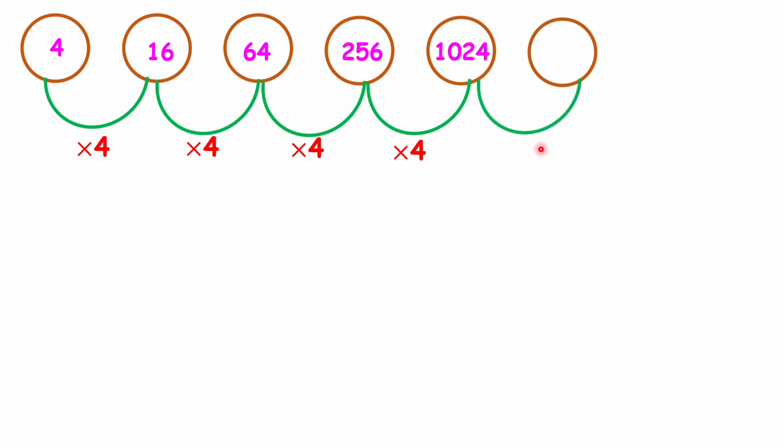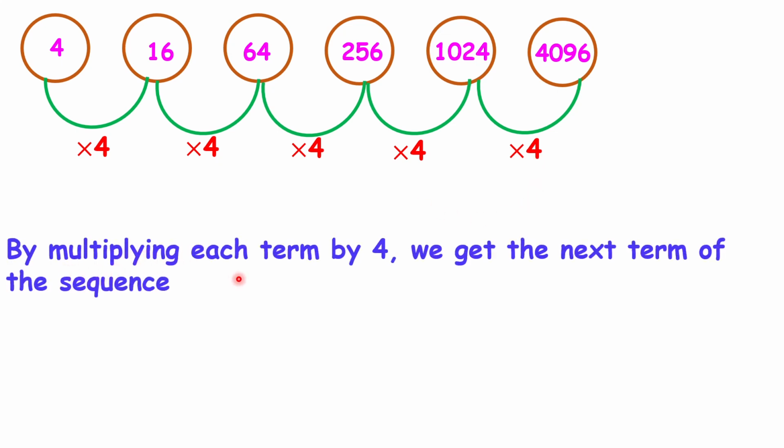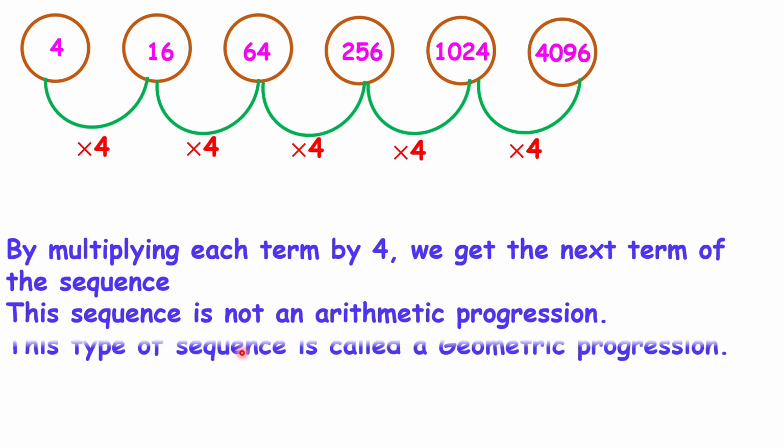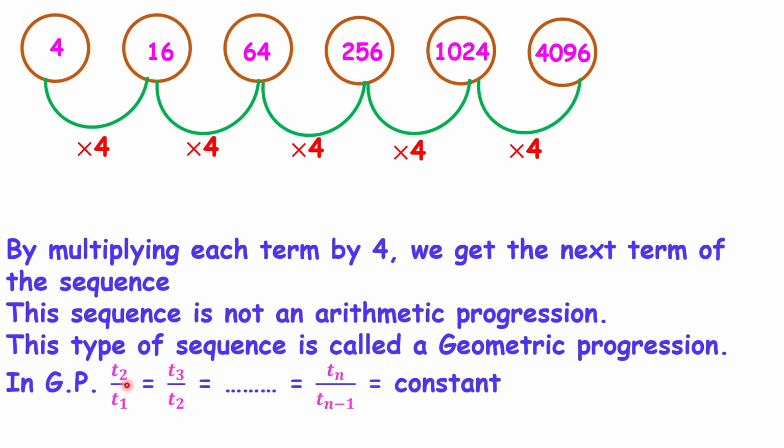Again, we multiply 1024 by 4, we get the next term, that means 4096. By multiplying each term by 4, we get the next term of the sequence, and this sequence is not an arithmetic progression. Such a type of sequence is called geometric progression. In a GP, the ratio of two consecutive terms is always constant, that means T2 divided by T1 is equal to T3 divided by T2 is equal to a constant.